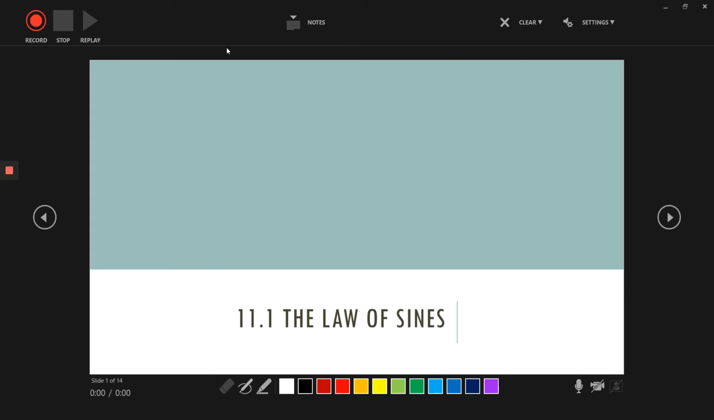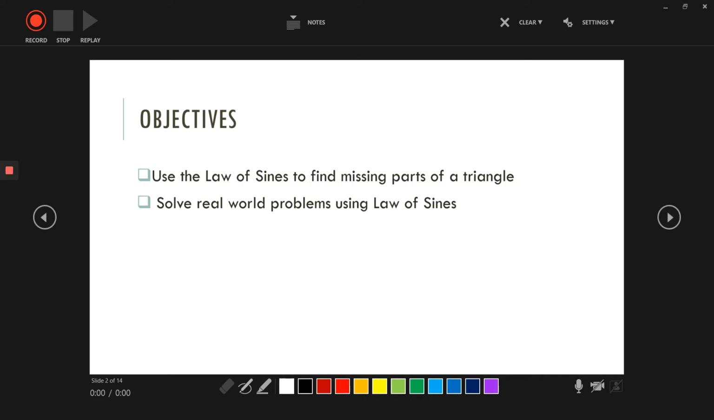This is lesson 11.1, the law of sines. Our objectives for today are to use the law of sines to find missing parts of a triangle and solve real-world problems using the law of sines.